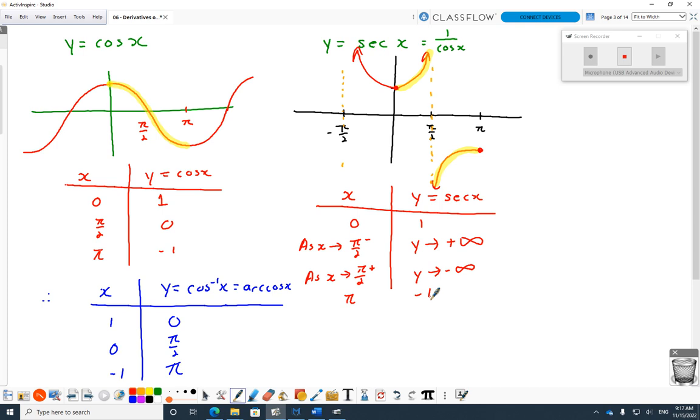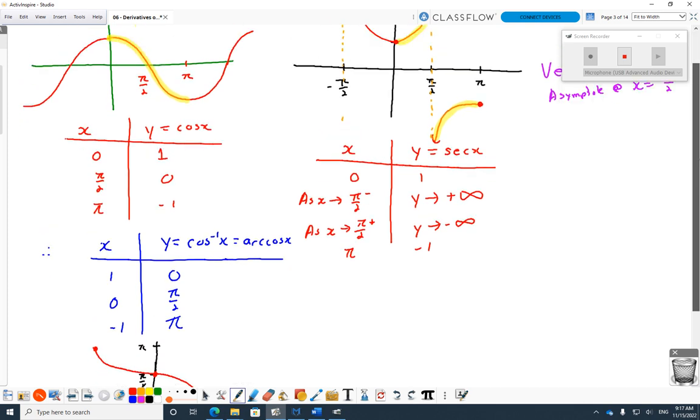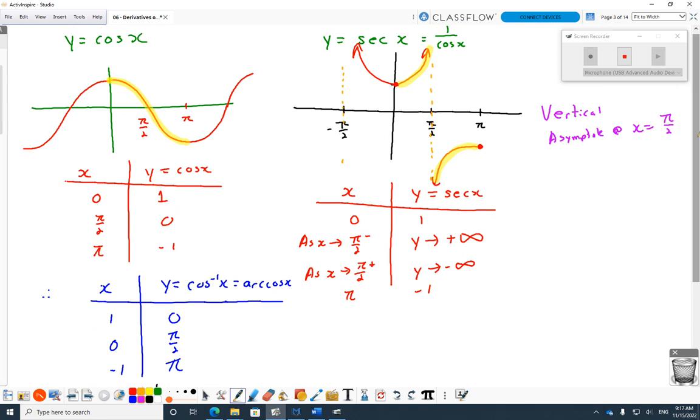Just to make a note here, this is really helpful. So I'll do this in purple to encourage you to write it down. This thing has a vertical asymptote at x equals pi over 2. Okay? That's all my information about secant.